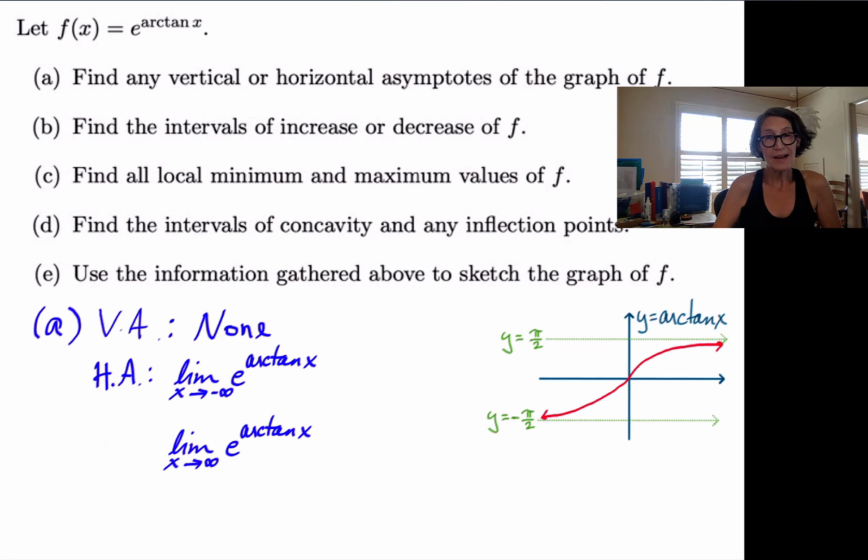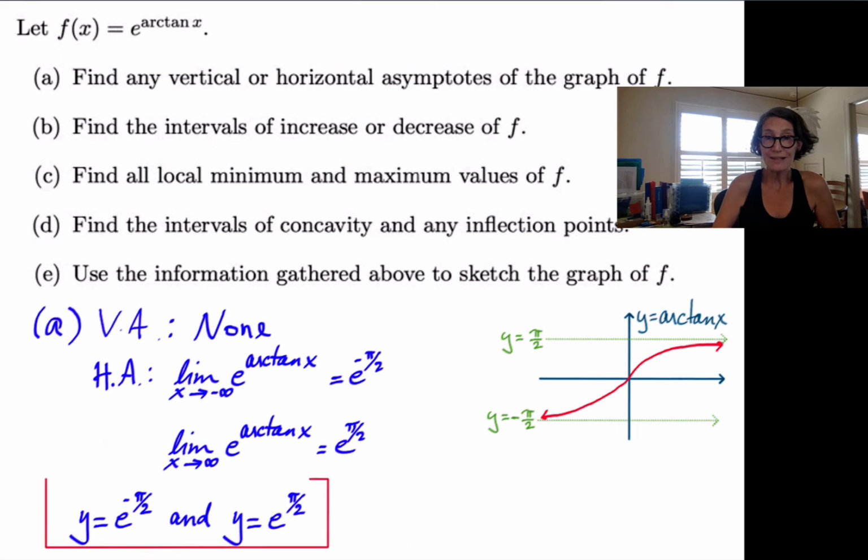So this means that if we're looking at the horizontal asymptotes for e to the arctangent of x, the limit as x approaches negative infinity of e to the arctangent of x is going to be e to the negative pi over 2. And as x approaches positive infinity, the limit is e to the positive pi over 2. So we do have two horizontal asymptotes for this function. Y equals e to the negative pi over 2 and y equals e to the positive pi over 2. Remember, horizontal asymptotes are horizontal lines.